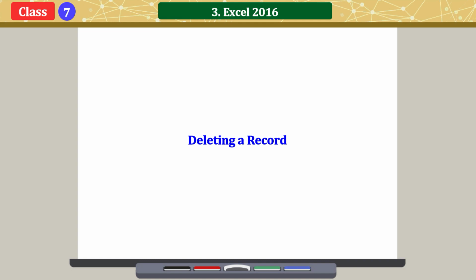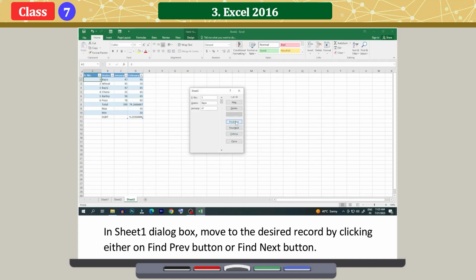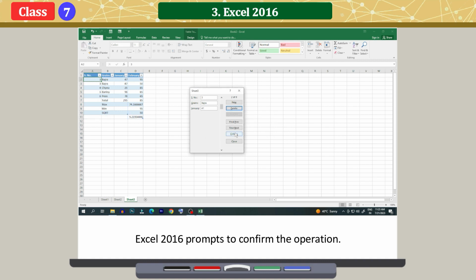Deleting a record. Click on the Form button. In Sheet1 dialog box, move to the desired record by clicking either on Find Prev button or Find Next button. After selecting it, click on the Delete button. Excel 2016 prompts to confirm the operation.